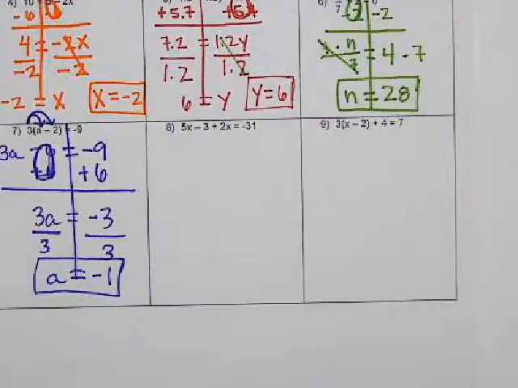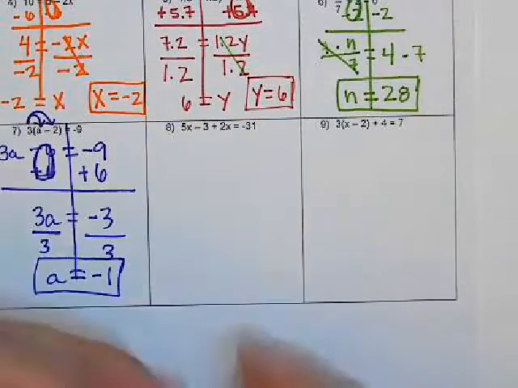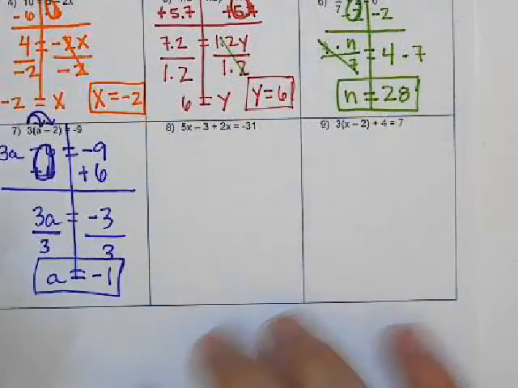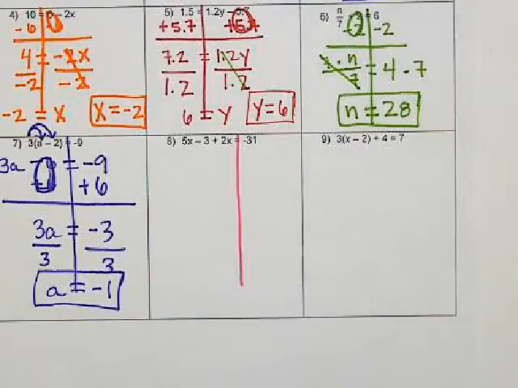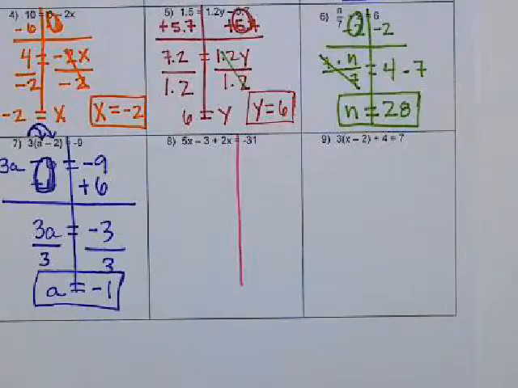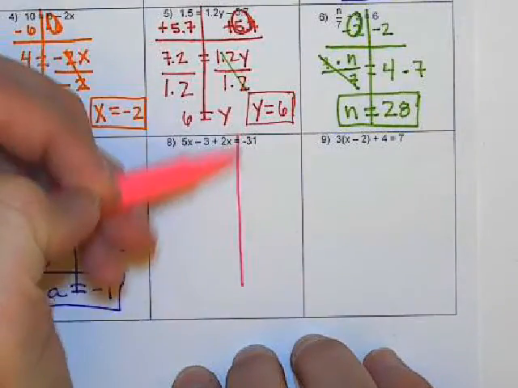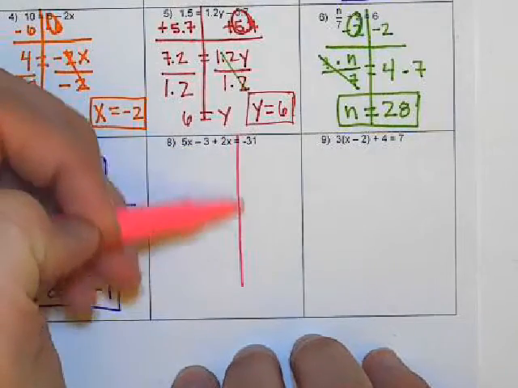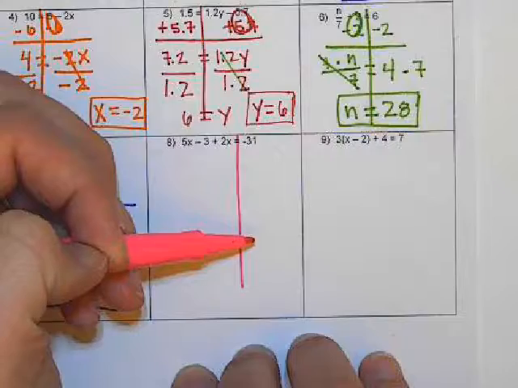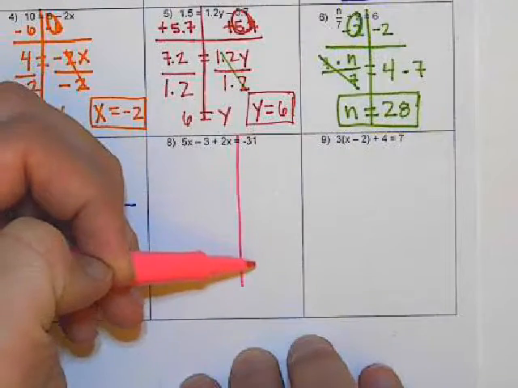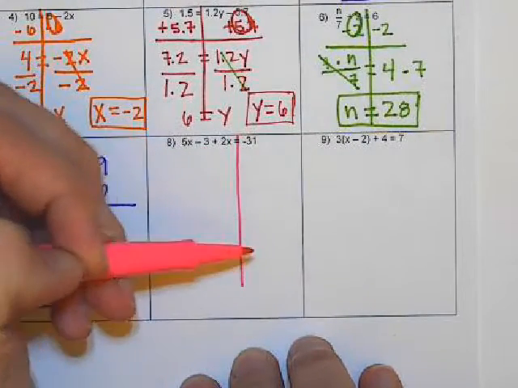All right, number 8. What's different about number 8? It's got 2 x's now, right? So what do you think I'm going to have to do first? Combine my like terms. Now listen to what I'm about to say. This line, that pink line, is like a wall barrier. You can only combine like terms that are on the same side of the line. Let me say that one more time. You can only combine like terms that are on the same side of the line.